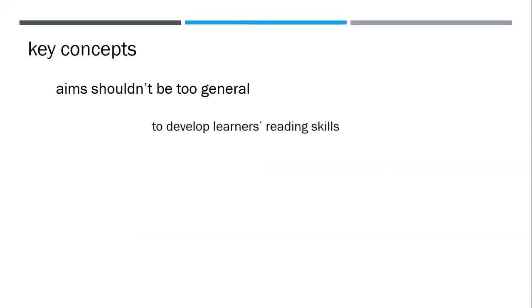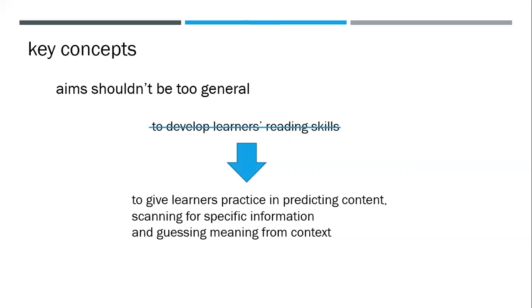Or, for example, I want to develop learners' reading skills in my lesson. Very, very abstract. Well, it's not a good way. Let's look. Well, this looks better. To give learners practice in predicting content, scanning for specific information, and guessing meaning from context. So these are real specific skills connected to reading.